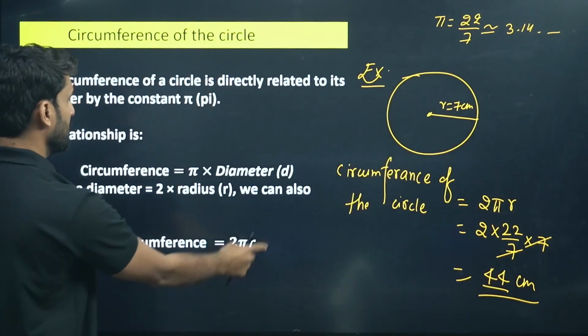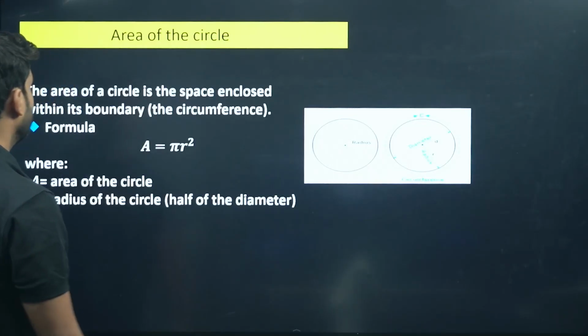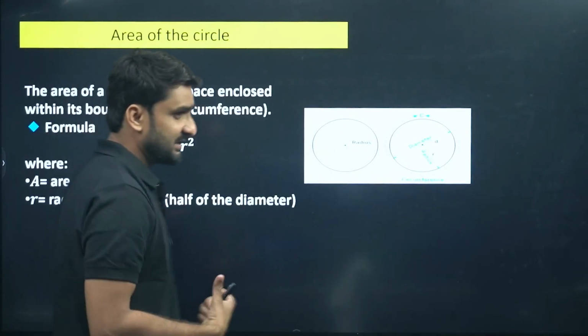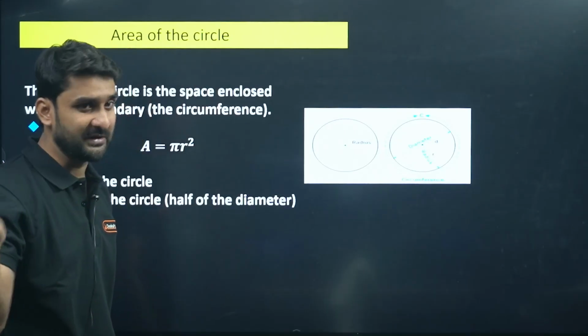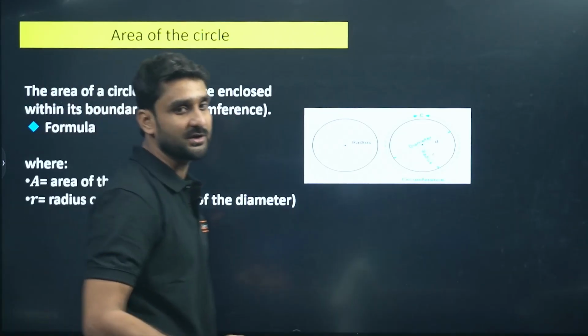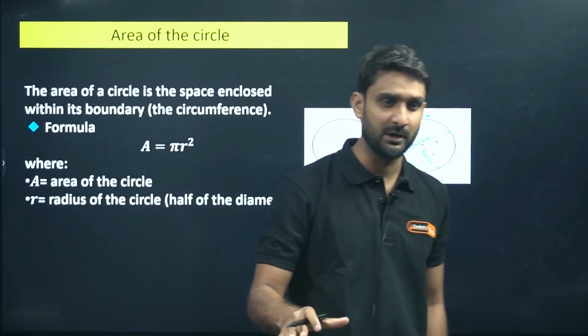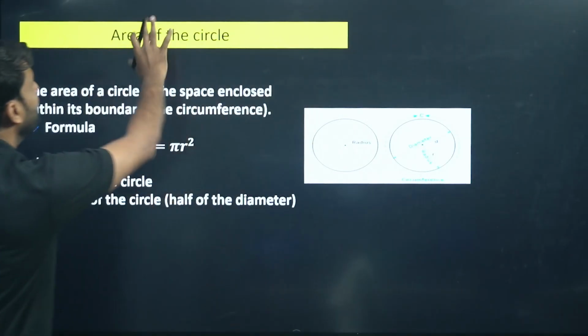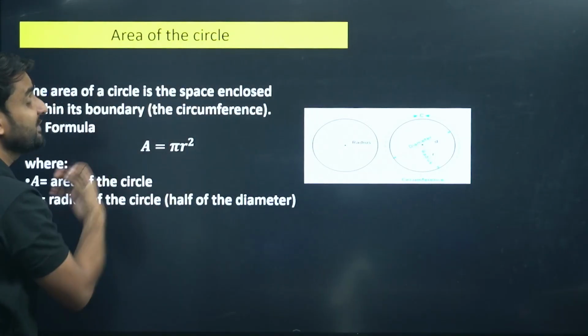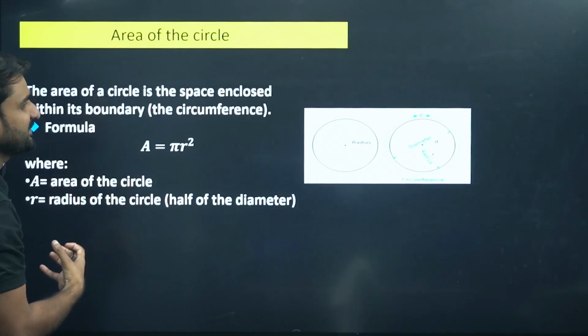Hopefully you understood. Okay. Next, area of the circle. What is the area of the circle? We have just talked about the circumference of the circle, and how we can calculate it. There is a special formula, 2 pi r. By using that formula, you can calculate the circumference of the circle. Now we are going to talk about the area of the circle. What is called the area of the circle?